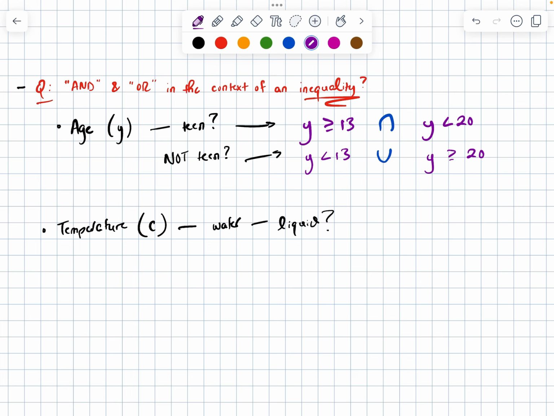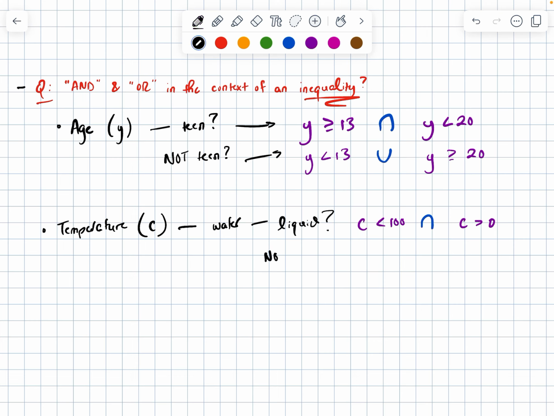So same idea, the temperature in Celsius has to be less than 100 degrees Celsius. Otherwise, if I'm at 100, I'm at boiling. But I also must be, so I've got an and statement, greater than 0, right? If I hit freezing point, then I'll freeze. So I've got to be both less than 100 and greater than 0.